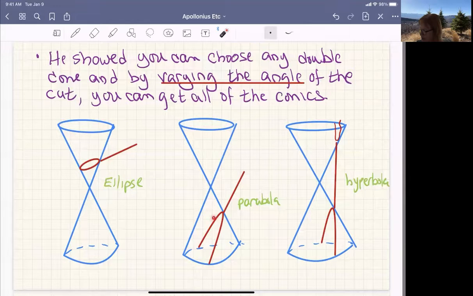Notice that with the parabola, because this line is parallel to this line, the cut here will only intersect this part of the cone, and it'll never intersect the top part of the cone because the lines are parallel, they'll never meet. But with a steeper cut, the cut's going to intersect both the bottom and the top of the cone, and that's going to give you the two branches that you see on a typical hyperbola. So that's how Apollonius viewed conic sections.